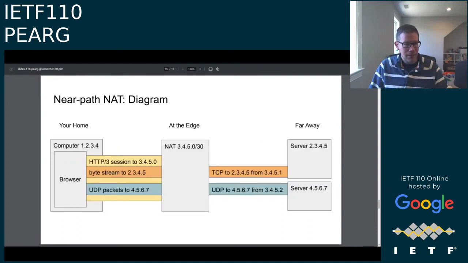So the rough diagram of how near-path NAT works: your browser establishes an HTTP/3 session to the NAT, and inside the session, you've got streams for your TCP and your UDP connections. And then when those come out the other side of the NAT, like a typical NAT, they're given the address of the NAT rather than your address. And you can see in this example, when you're talking to two different servers, the address that you present to them is different. And then, of course, you're not the only person talking to the NAT. There's thousands of others. So these same addresses can't be associated with just you because other people are using them as well.